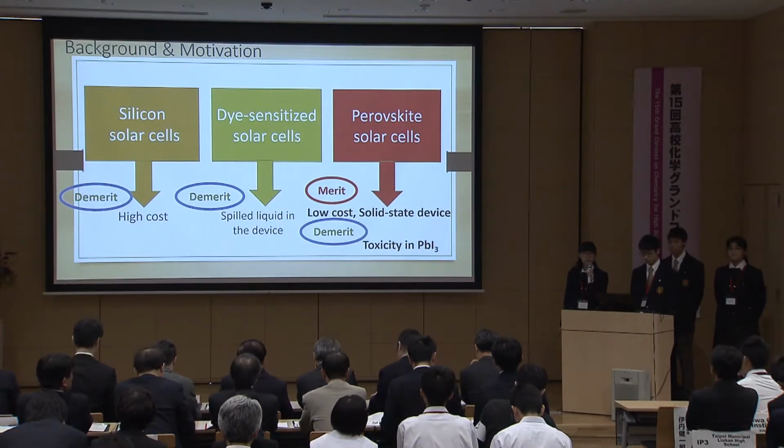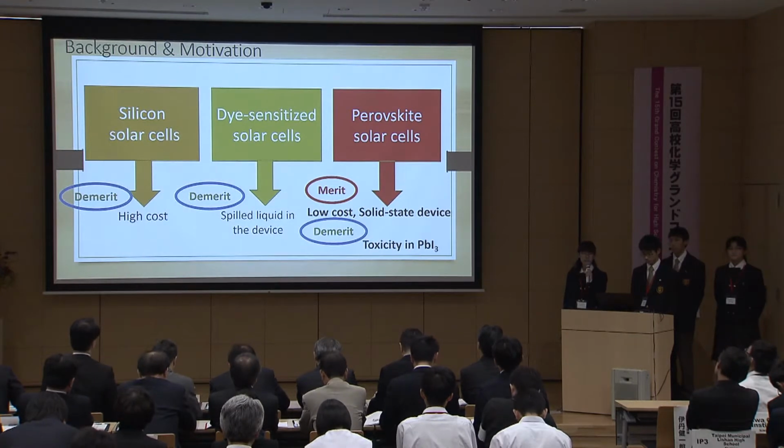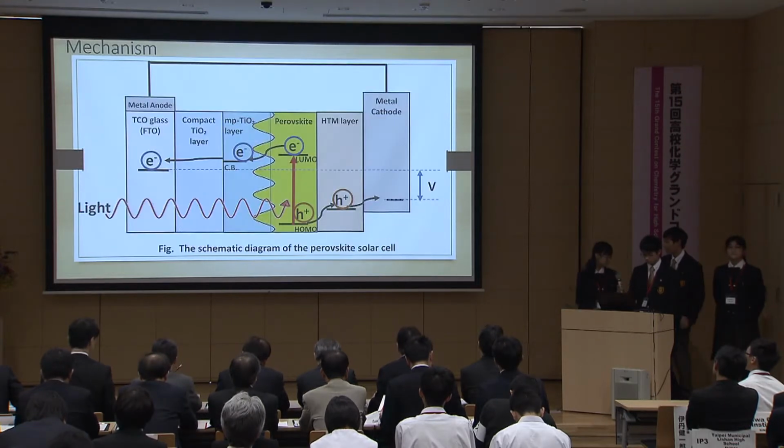So we would like to research a lot and make these devices as much as we can in high school club activity. In this study, we made perovskite solar cells using lead-free perovskite as a light absorbing layer and copper cyanide as a hole transporting material.